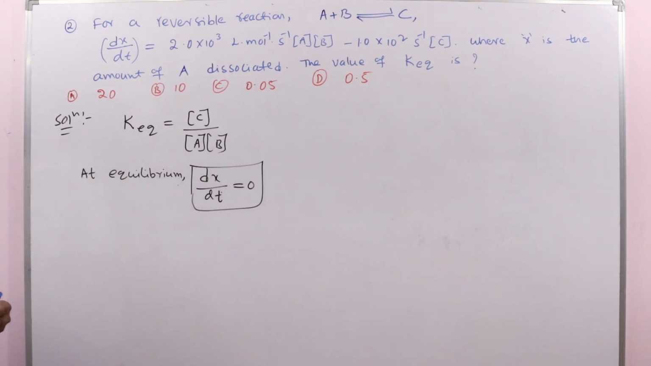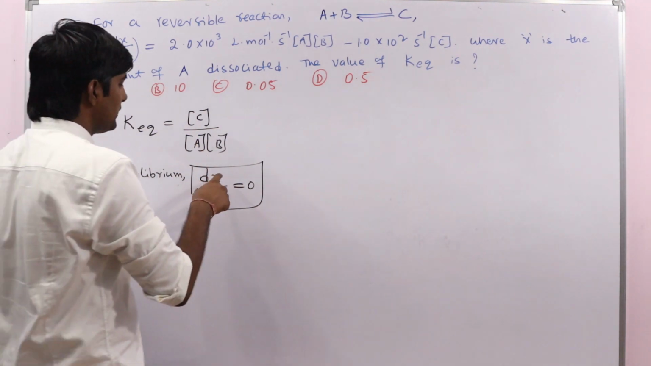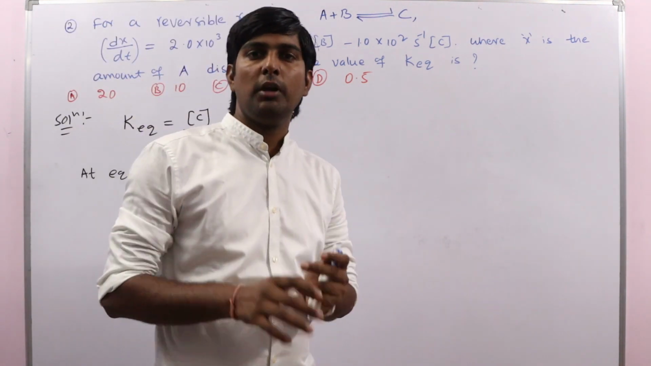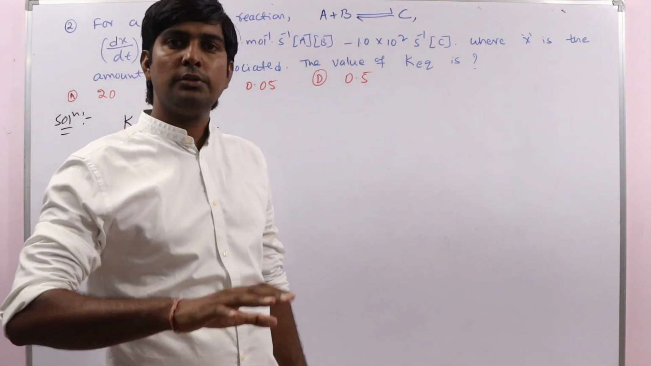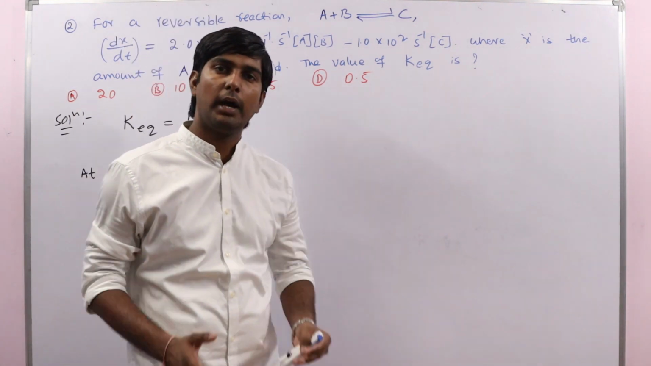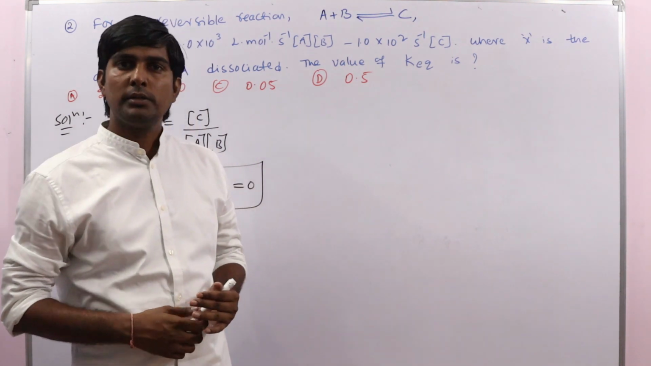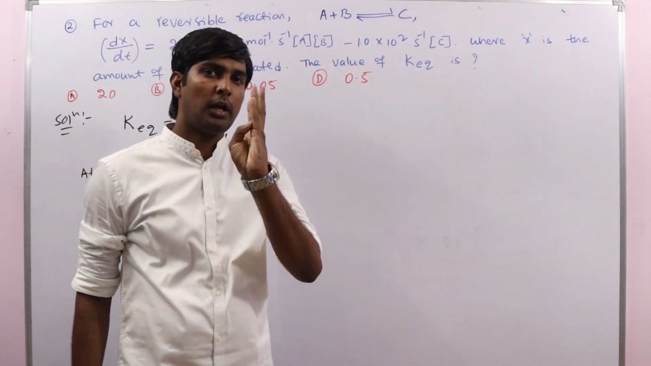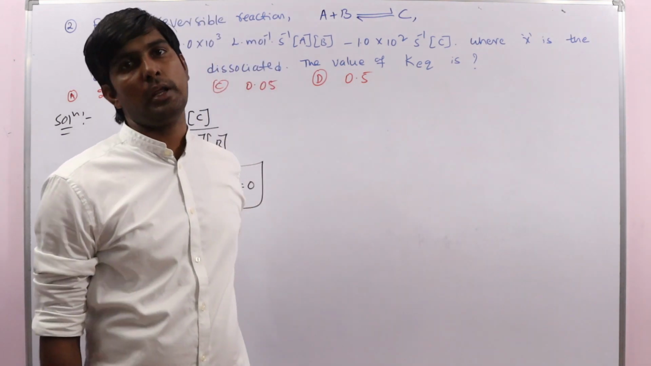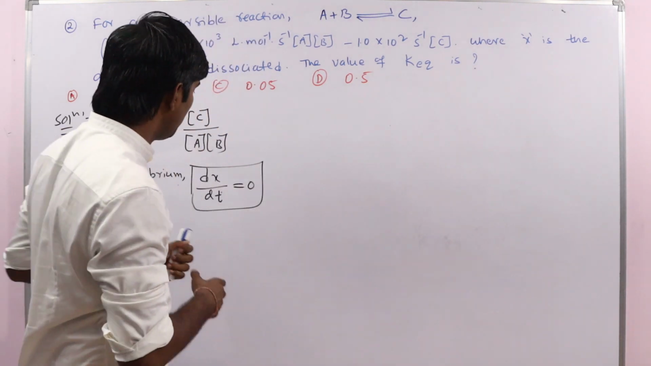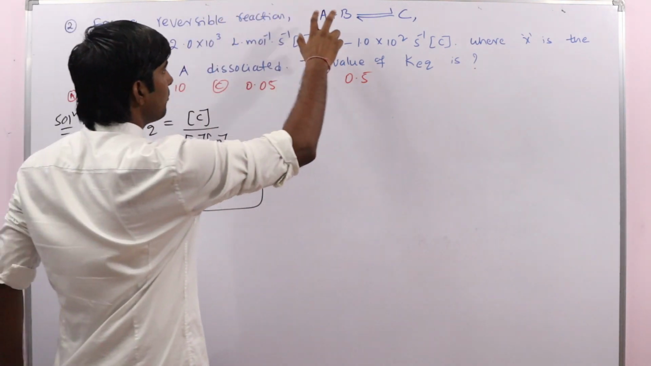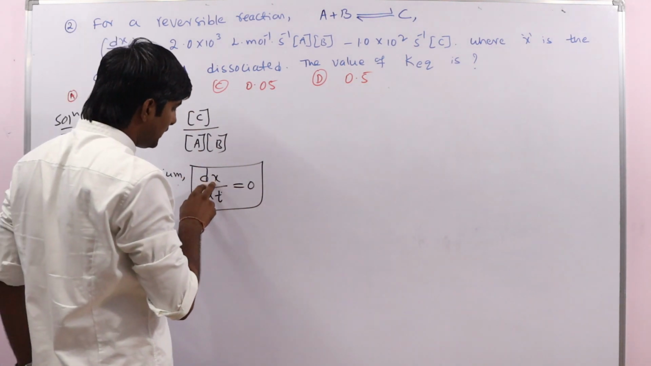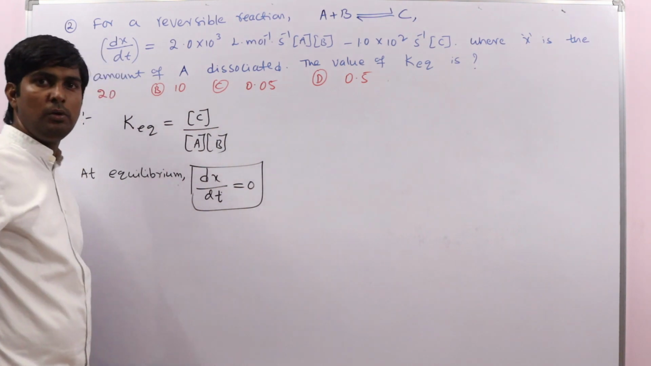At equilibrium, what is the condition? The change in concentration with change in time is equal to 0. Once equilibrium is attained, there is no change in the concentration of reactants and products with time. That is the essential condition at equilibrium. One is that the rate of forward reaction is equal to the rate of backward reaction. And another is that there is no change in the concentration of both reactants and products with time. So that's why the change in concentration with change in time is equal to 0.